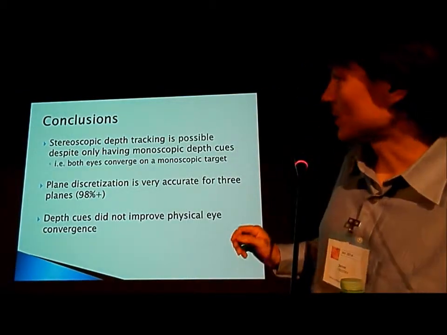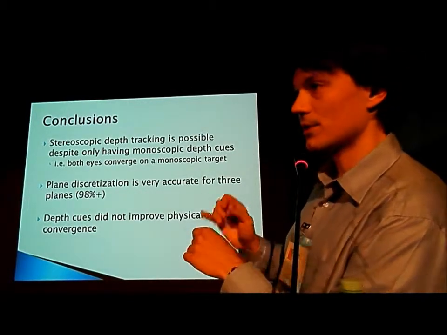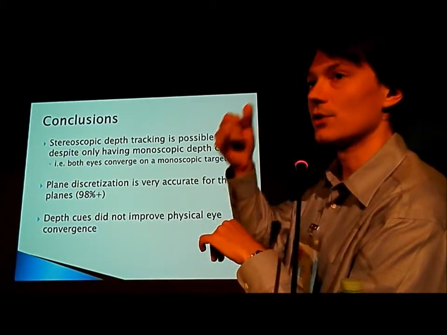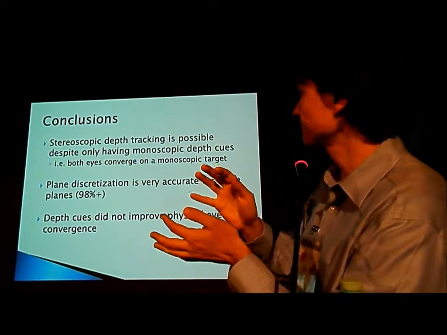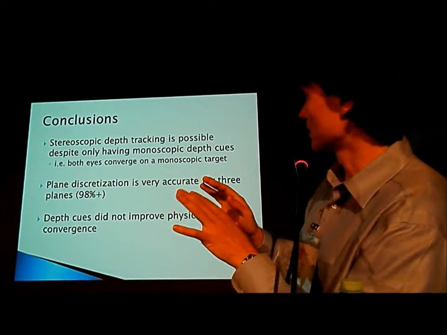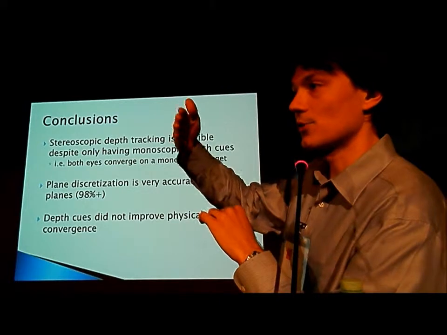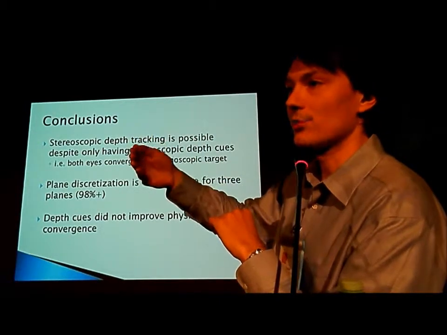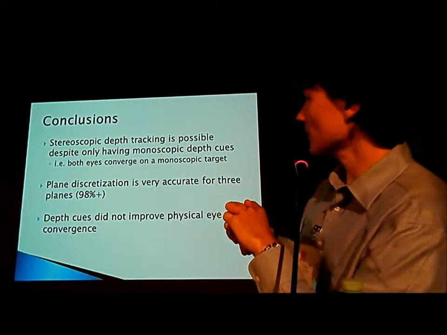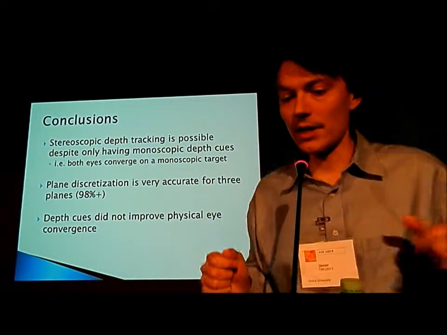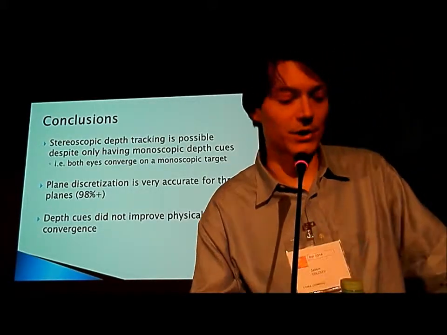Okay, so to conclude, we now know that stereoscopic depth tracking is possible, despite only having monoscopic depth cues. So despite only having a display like Google Glass, we can still do depth tracking to some extent, though it's not super robust. We also know that if we discretize the plane, so if we have a multifocal plane display, we can very accurately know which plane the user is looking at. And lastly, though slightly unexpectedly, depth cues did not help people improve their convergence or focusing on targets.